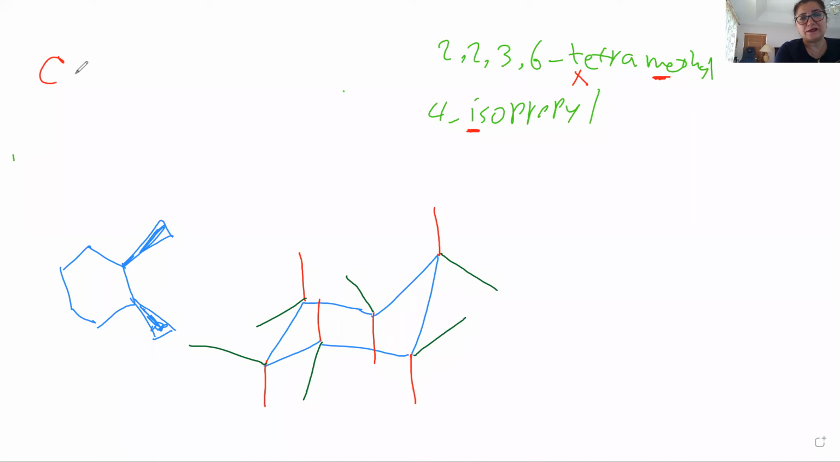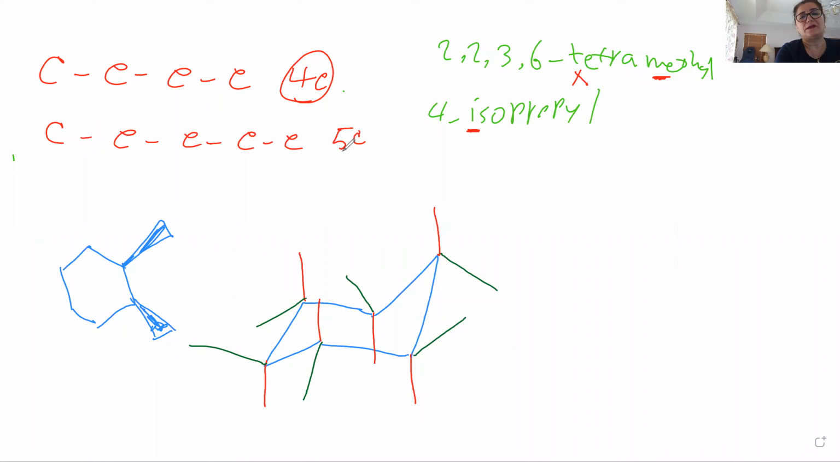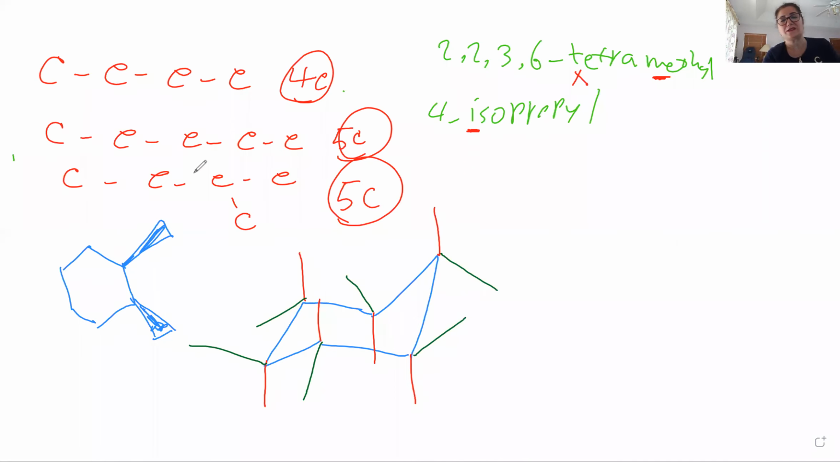One is if you have compound 1 with 4 carbons, and then you have a compound 2 with 5 carbons, and then you have your compound 3 with 5 carbons, but 1 is branched. So this is also 5 carbons, but one of the carbons is used as a branch. Which one has the highest boiling point?